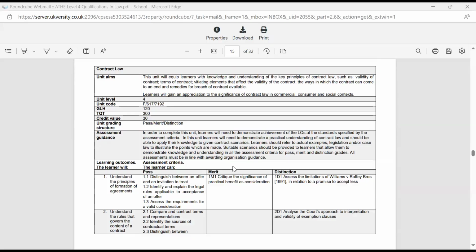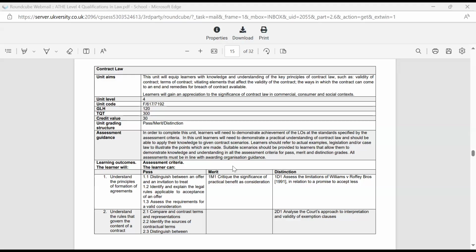The contract law unit is there to give you an understanding of the key principles of contract law, such as the elements of a contract and the different terms of a contract, implied and express terms. We also look at the different remedies if a contract is breached. These elements will help you complete the assignment. The grading structure for the assignment is pass, merit, and distinction.